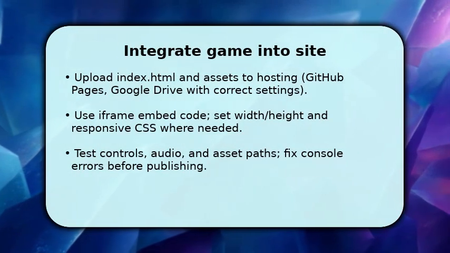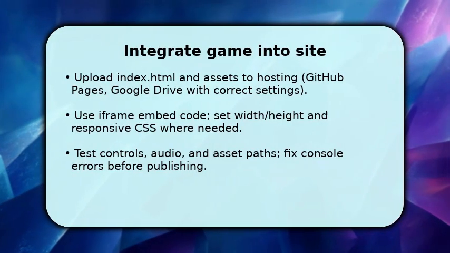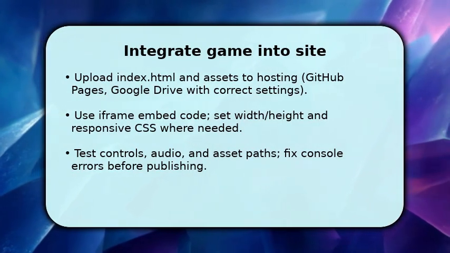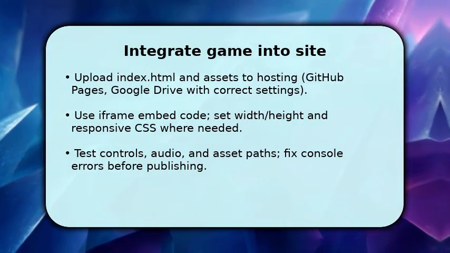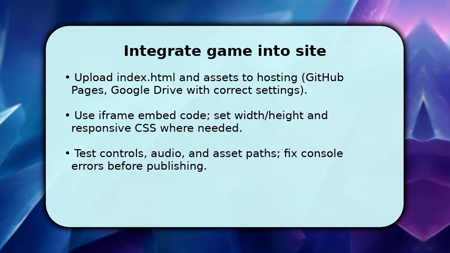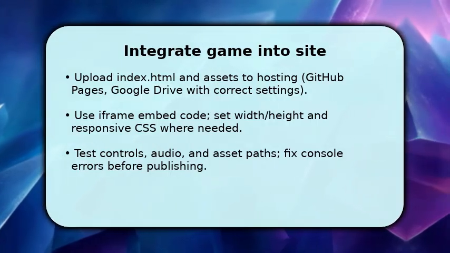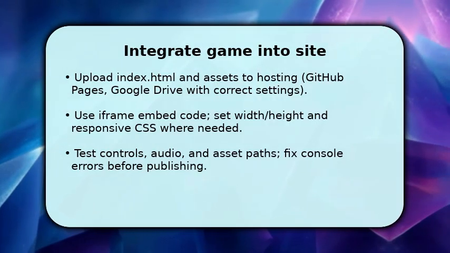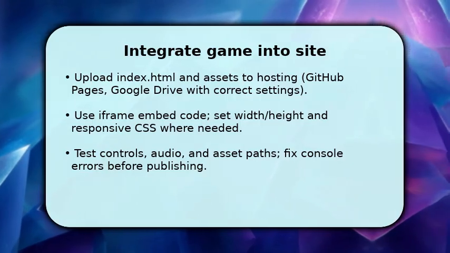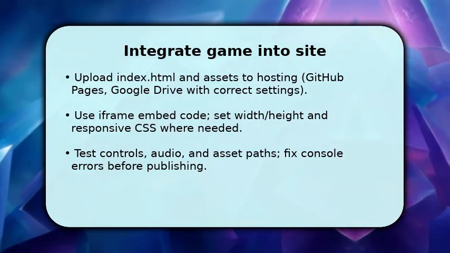Host the index.html and asset folder on GitHub Pages or a static host, then copy the public URL into your embed code iframe. Once done, adjust width and height to a 16:9 ratio for consistent appearance, and add responsive CSS so the canvas scales on mobile.